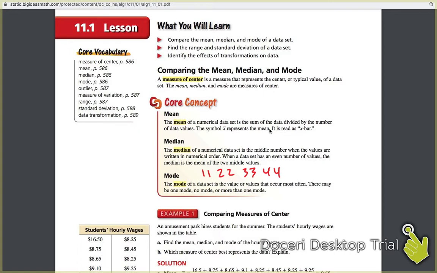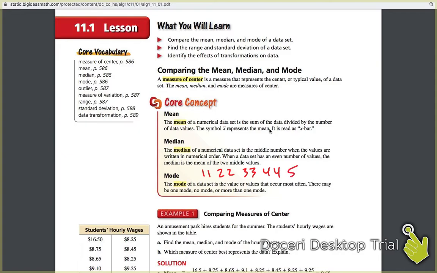Okay, so the trick about it is if every number occurs the same number of times, there's no mode. I'll say it again. If every number occurs the same number of times, so if they all happen once, they all happen twice, they all happen 3 times, then there is no mode. If some of them occur more than others, then there is a mode.